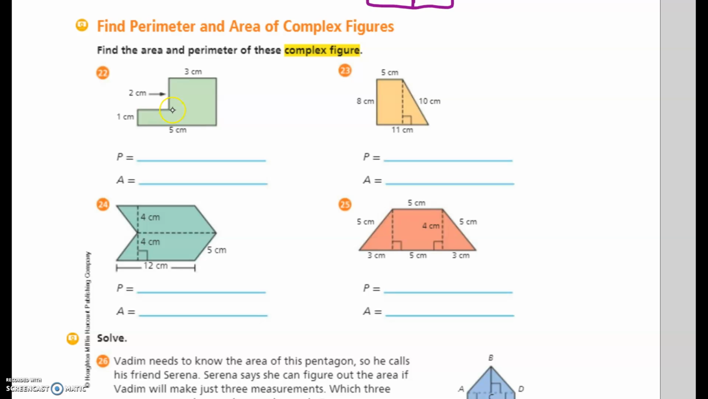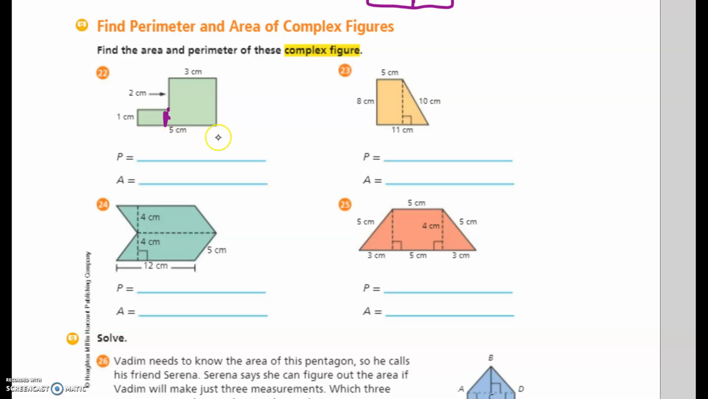You could cut it like this, and you could make it into 2 rectangles that way. Another way you could cut it would be to cut it going the other way, right here. Depending on the way you cut it, it might make the problem easier or harder. So let's try it this way. I'm going to make this a little firmer number.